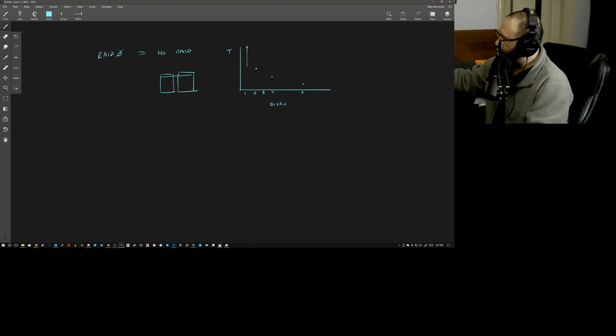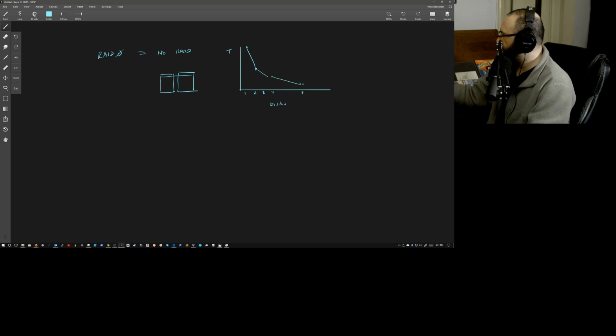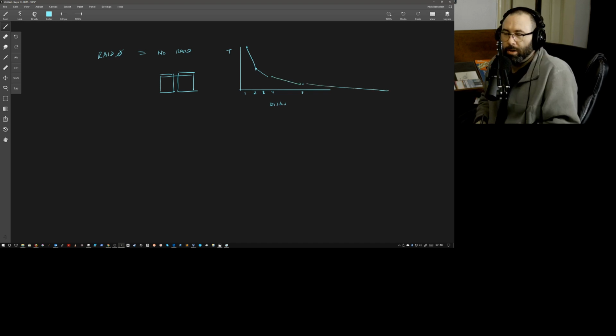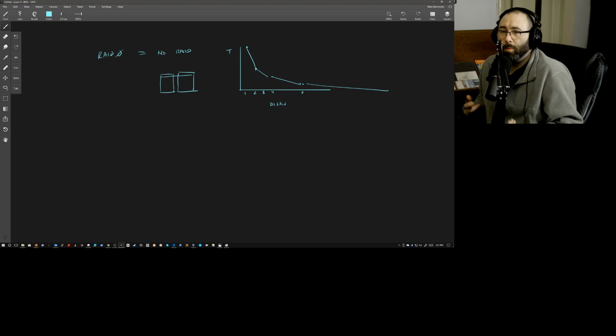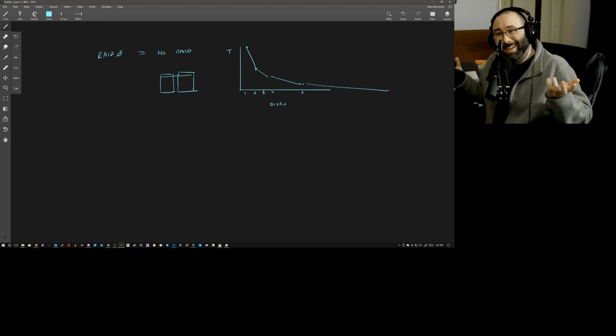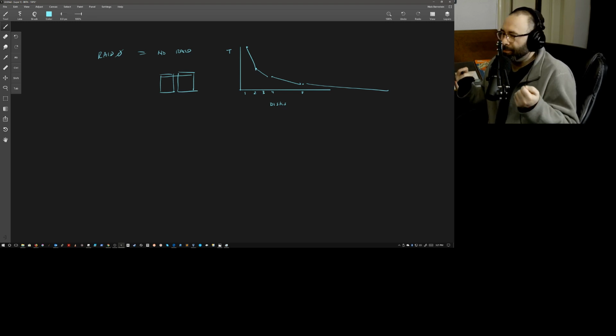So if we're looking at a graph over here, you can see how that trend line goes. By adding a single drive and doing this with striping, there's actually a really big benefit to that. Now, what you're also doing is doubling the possibility of data loss. That's the downside. That's the big issue with RAID 0, is that you're taking more risk.